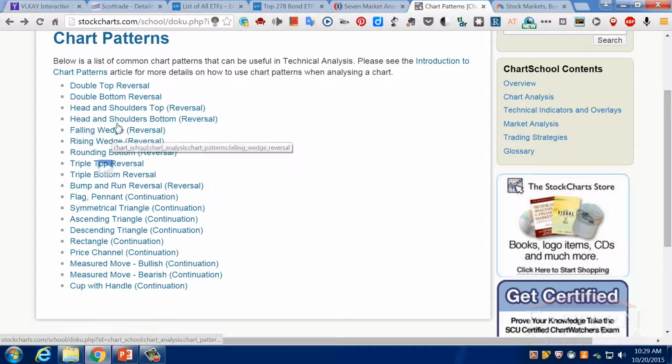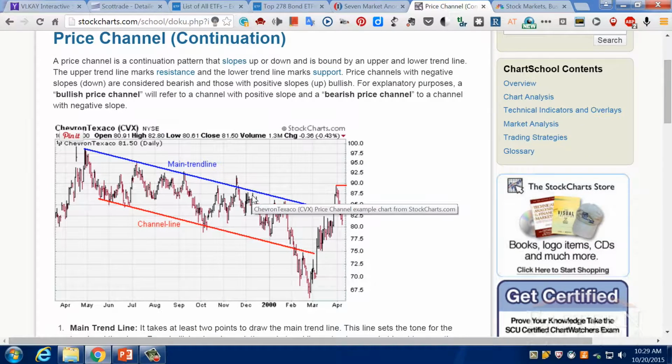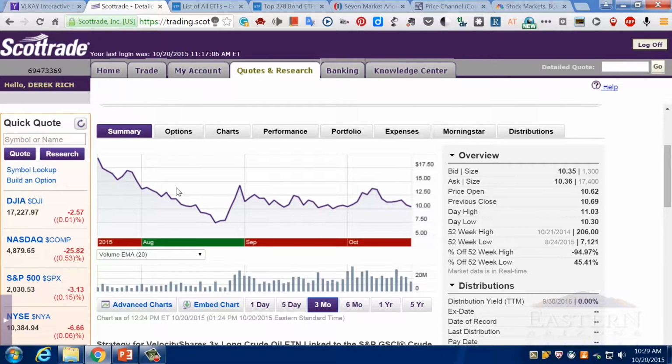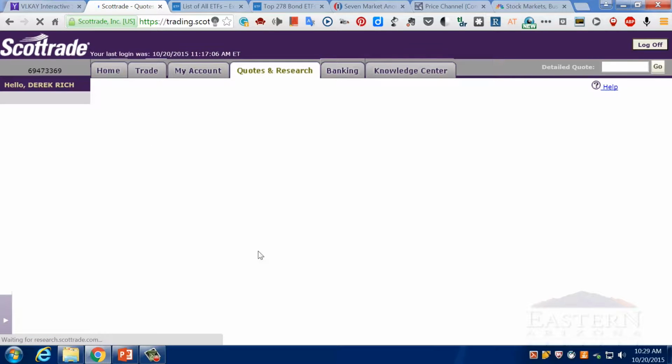So what's the other one that they always talk about? The price channel is kind of similar to what we just saw with that other one. The trend lines, and you can actually plot out trend lines on your stock account, and they're actually really, really useful. So I'll show you really fast how I do that in mine. Now, you don't have to do this yourself. You can probably find a chart that actually does it, but in Scottrade, you go under charts.